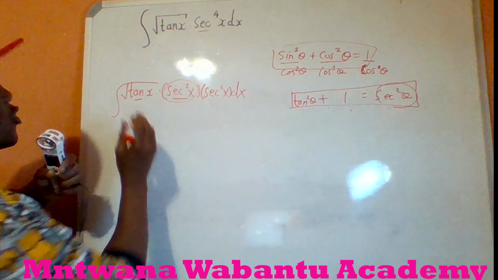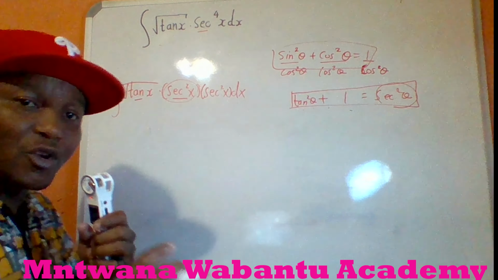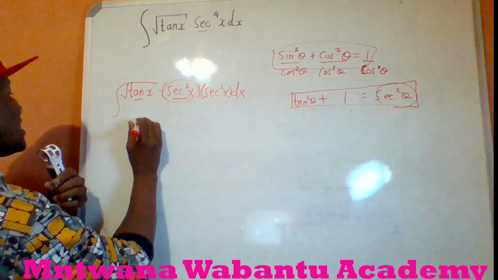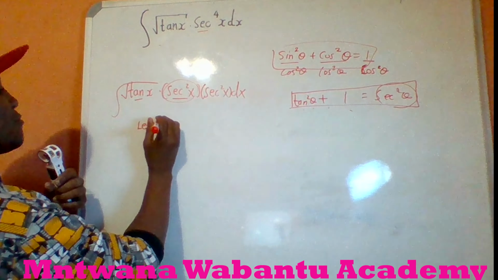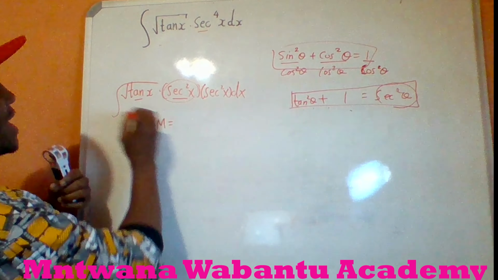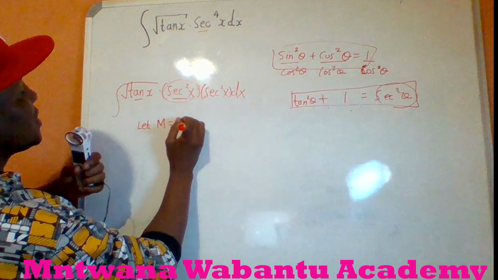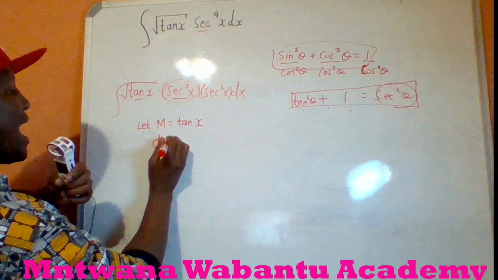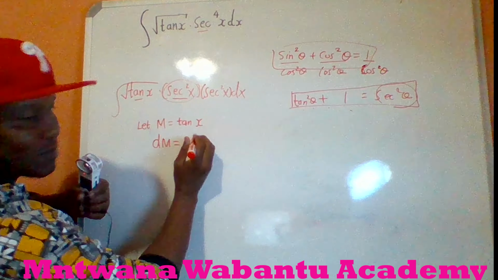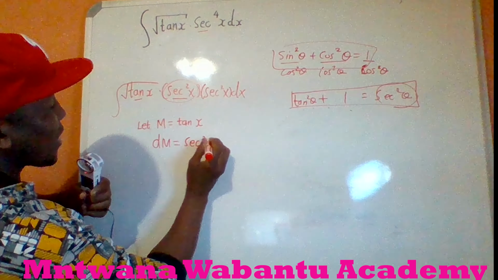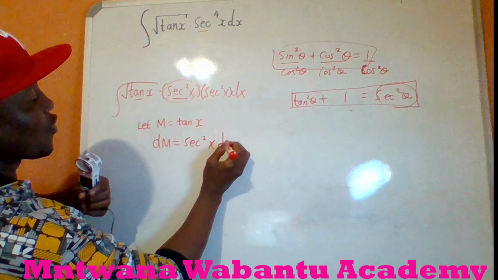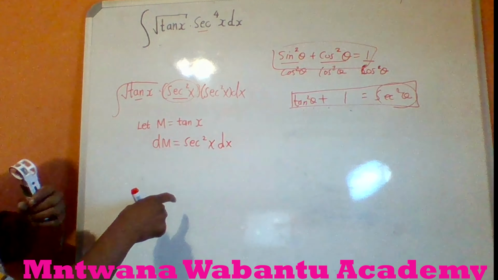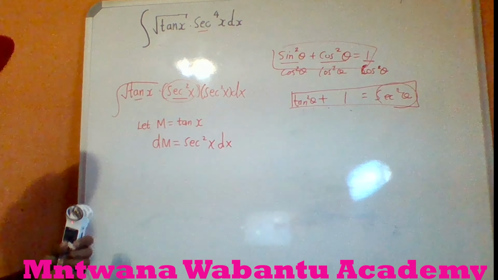Now let tan x equal to any letter, because this is going to be a trigonometric substitution. So let's say u equals tan of x. When you differentiate this, it's going to give us du equals, since tan of x differentiates to sec squared of x, sec squared x dx. You have to refer to the trigonometric table: when you differentiate tan, you get sec squared. So du equals sec squared x dx.